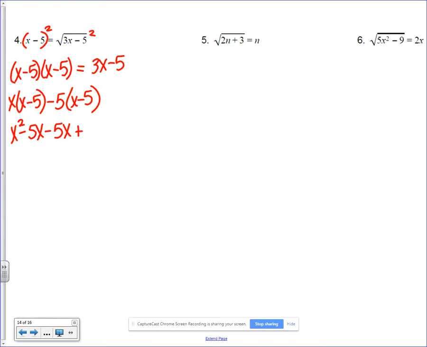Okay. Does everybody see why it's positive? Negative times a negative? Yeah? What do you get in the middle here? Negative 10x. Nobody's going to think that the minus 5 and the minus 5 cancels, right? They have to be opposites. One would have to be positive, one would have to be negative for them to cancel. And I'm going to drop down the other side.